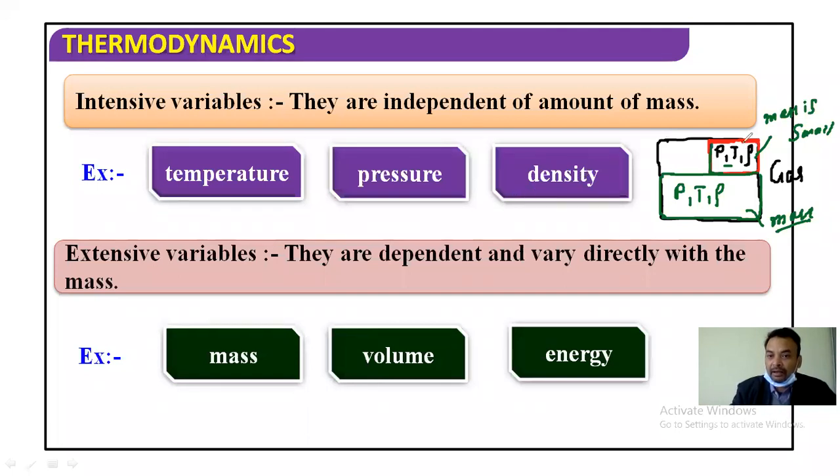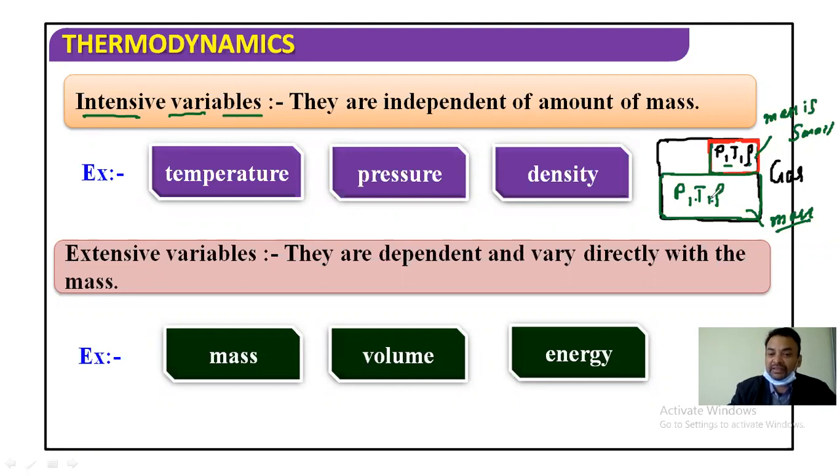यहाँ पे कम गैस है, so कम गैस का मास है, यहाँ पे ज्यादा गैस है, so ज्यादा गैस का मास है. So by changing the mass, pressure, temperature and density are not changing, so they are called intensive variables. ज्यादा मास यहाँ पे है गैस का, कम मास यहाँ पे, उसके बावजूद भी प्रेशर, टेम्परेचर, डेंसिटी सेम, so they are called intensive variables.